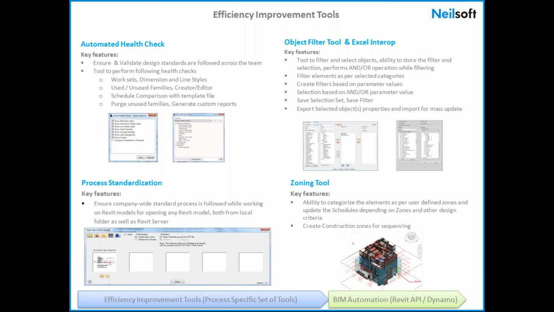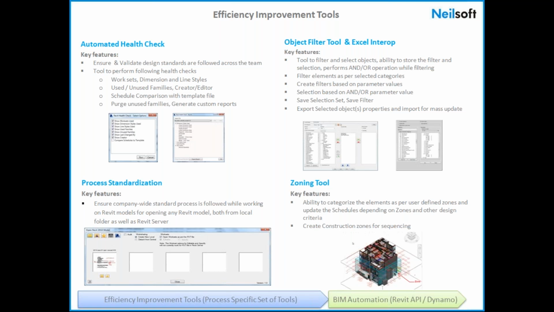Another example is Excel interop, where we can filter out the elements and generate an Excel report out of it, which has the element ID and the properties which you have selected. Essentially, it helps in mass updating the properties for all the selected items that we have extracted in Excel. Once we have the Excel, we can simply update the properties and import it back. That is where the tool would update the properties and values as per the Excel, and it helps in doing the mass update as necessary.